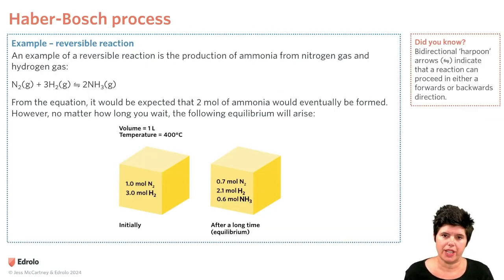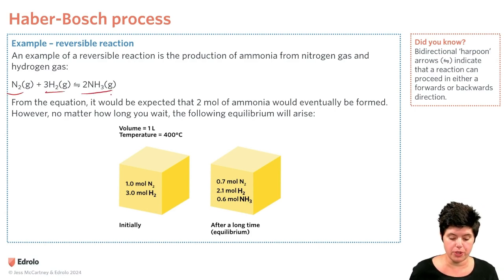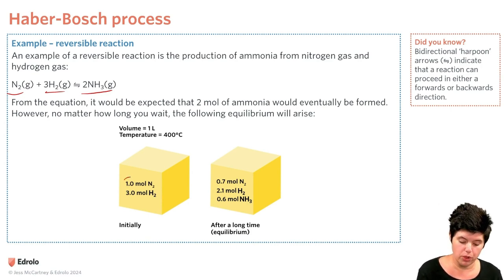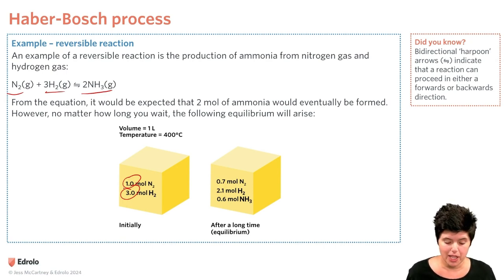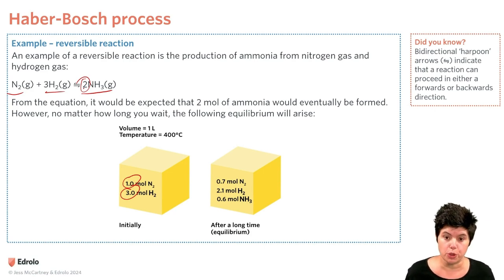The example we're going to look at today is known as the Haber-Bosch process, and we're going to look at this example a lot through talking about equilibrium systems, because it is a very common and well-known example of an equilibrium reaction. In this reaction, we are reacting nitrogen and hydrogen, forming ammonia. If you look at the equation, you can see that you have 1 mole of nitrogen and 3 moles of hydrogen reacting. Based on the equation and the coefficients written, you should get 2 moles of ammonia formed.